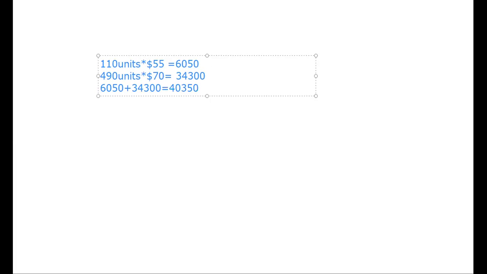40,350. So we get the total value there. That 40,350 is the total value of the opening stock as well as the purchases. So what we need to do now to get the average cost value is take that total value and divide it by the total number of units. So we are going to add the 110 and the 490, which is 600. And when we divide it, we will get the average cost value of $67.25. Right? So that is how you calculate your average cost value.